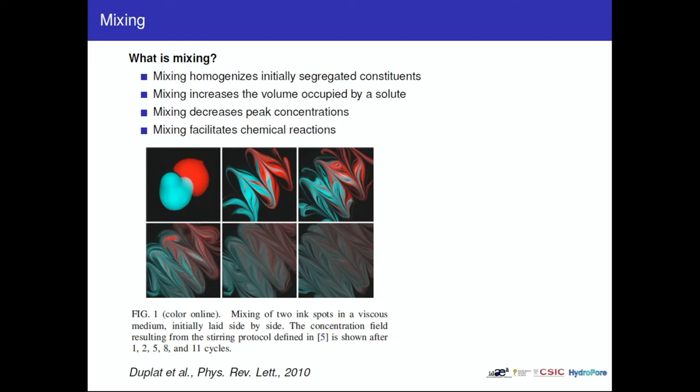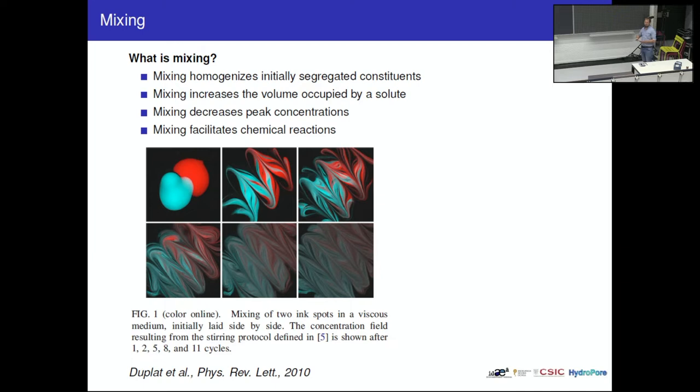So first, I'm starting very fundamental: mixing. What is mixing? Mixing is a process that homogenizes initially segregated constituents, which is something that is very desired in some applications, for example, chemical engineering. And in hydrogen storage, it is not. Mixing increases the volume that is occupied by a dissolved substance. It decreases peak concentrations. This is what is very desired when you want to get rid of contaminants, of rubbish. For example, you put it in the ocean and it dilutes. You put the maximum concentration down. And it facilitates chemical reactions. So all of these properties are not desired in hydrogen storage, but in many other applications.